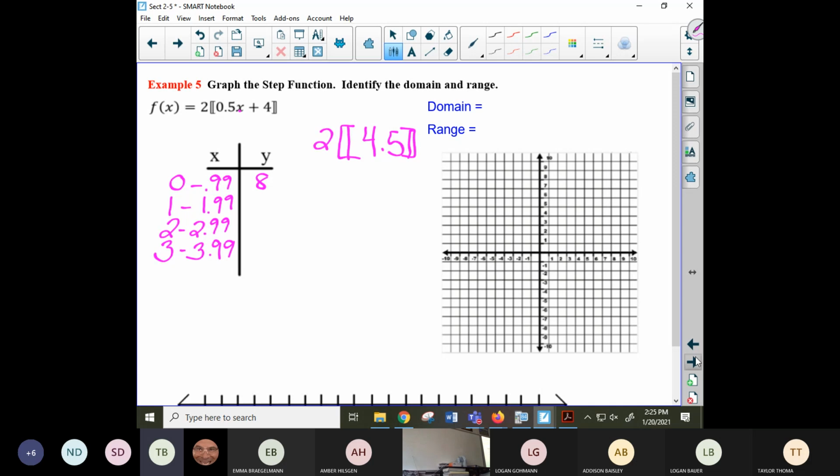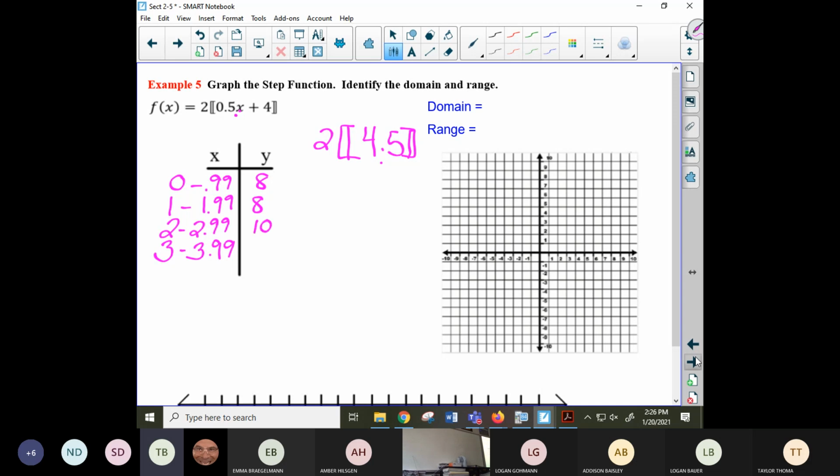0.5 times 1 is 0.5 plus 4 is 4.5. And then I still have that 2. Now, what is the greatest integer less than or equal to 4.5? 4. And what's 4 times 2? 8. So sometimes you'll have 2 in a row that are the same. Okay. Now let's go to 2. If I put 2 in there, half of 2 is 1. 1 plus 4 is 5. The greatest integer less than or equal to 5 is 5. 5 times 2 is 10.